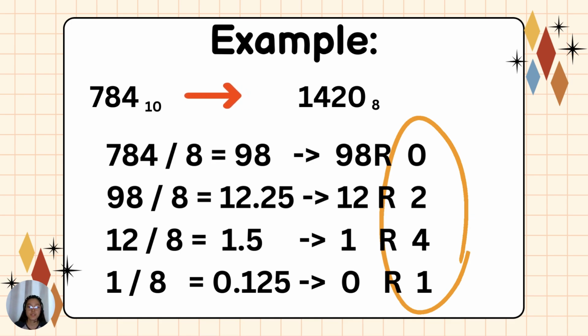So we're done with the solution. We will write the octal numeral system, or the octal equivalent, of the decimal number that was given. So we will start from here and we will write it in reverse. So we will write first 1, 4, 2, 0. And don't forget to put number 8 beside it because it represents that the answer is referring to the octal numeral system. Okay.